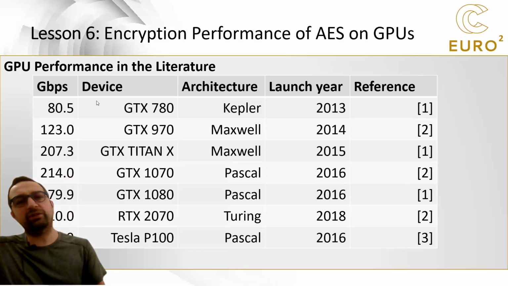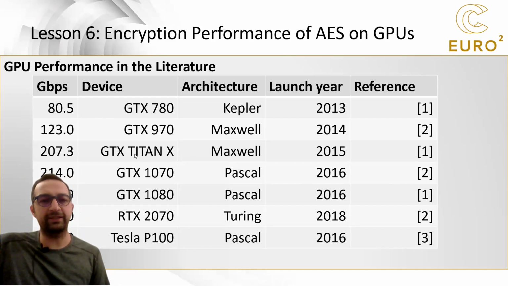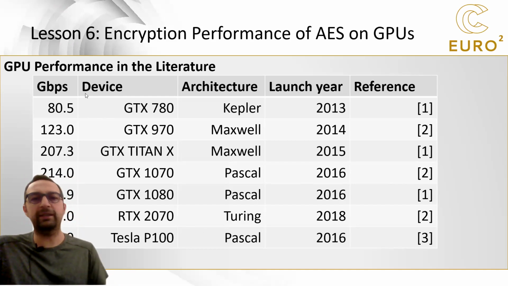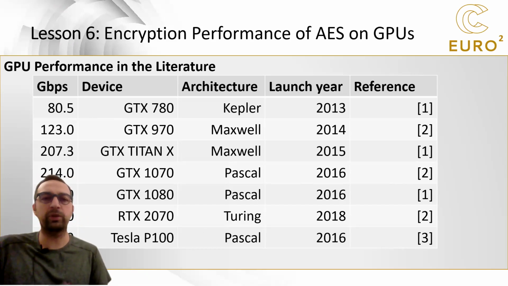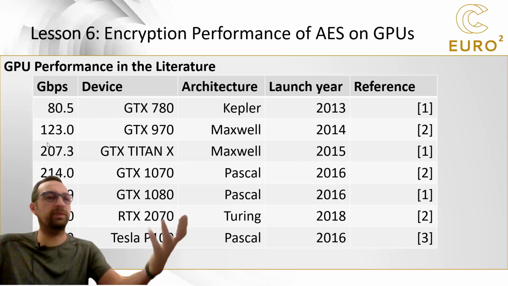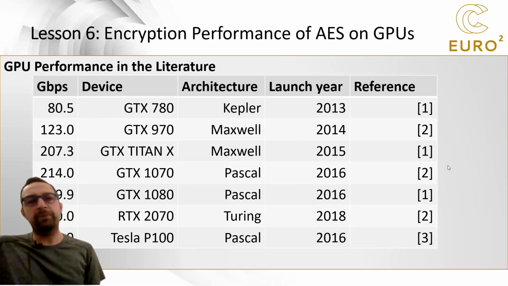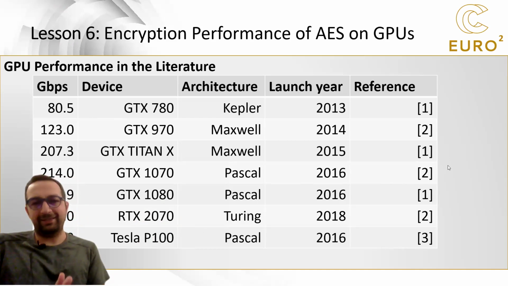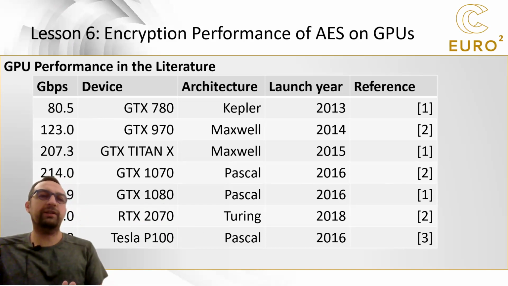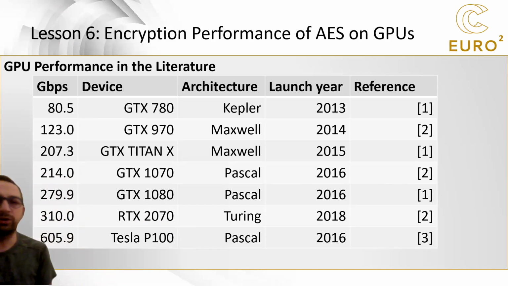So in the literature, there are many GPU results implementing AES either using counter mode of operation or ECB mode of operation, and they achieve high speeds of encryption, here in terms of gigabits per second. So these numbers are really huge. The main problem with these papers is that they don't share their source code. So we cannot compare them because they're not publicly available.